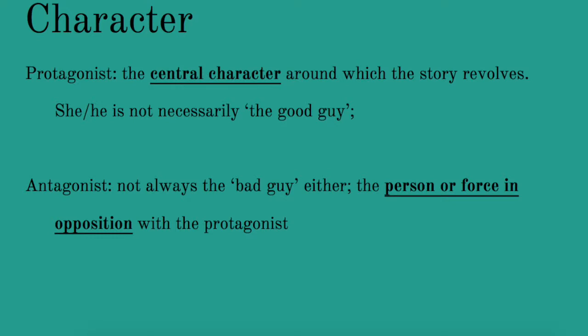Now, it's not always easy to tell who is the protagonist and who is the antagonist in a story. So the easiest way to do this is to ask yourself two questions. First, who is this story mainly about? That's going to be your protagonist. Then ask yourself who or what is opposing that character. That will be your antagonist.